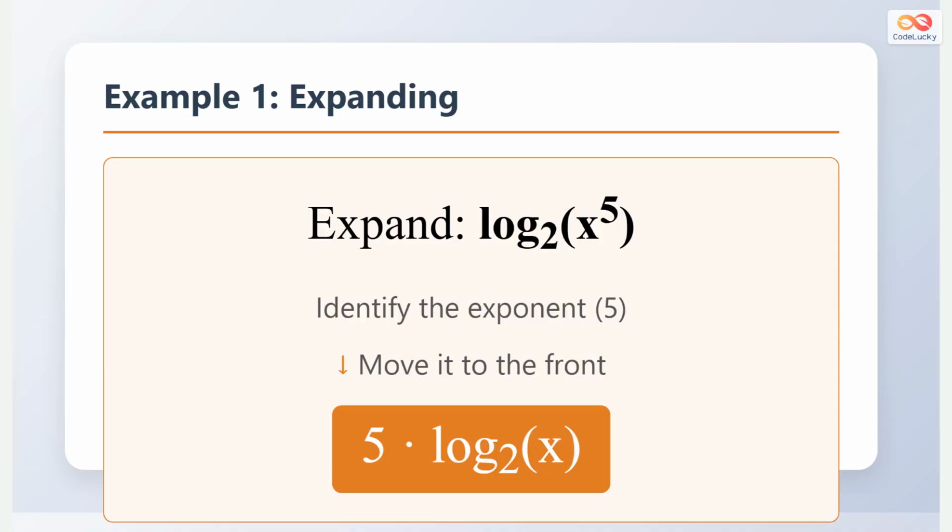Let's look at an example where we expand an expression. We have log base 2 of x to the 5th power. Identifying the exponent 5, we simply move it to the front as a coefficient. The result is 5 times log base 2 of x.